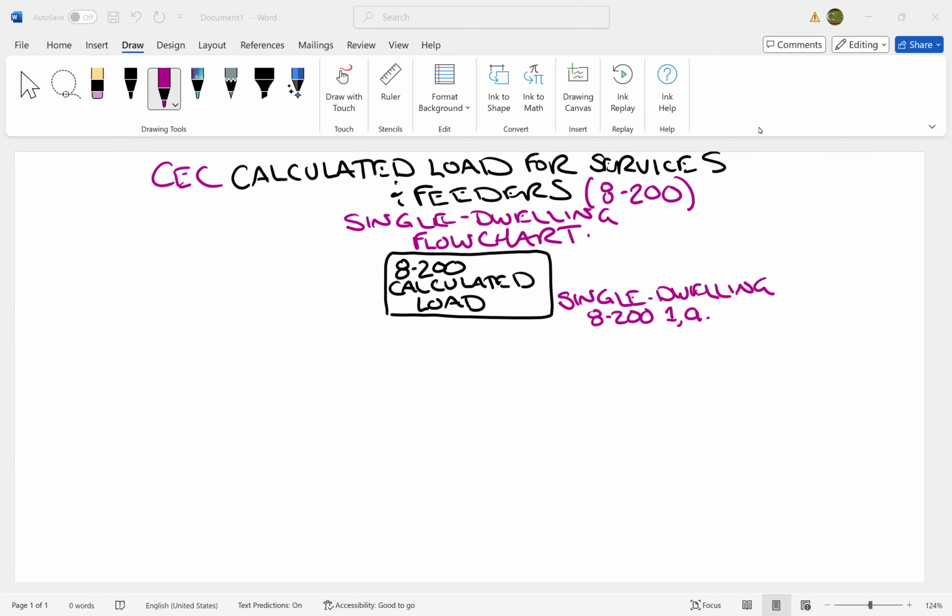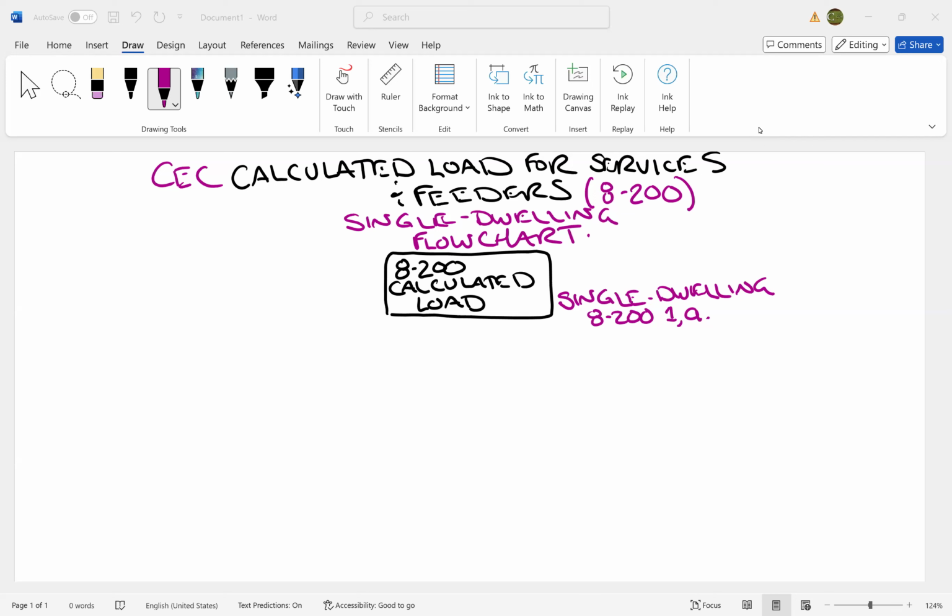When you're learning the Canadian Electrical Code, Section 8, Rule 8-200 is a very important one. It's called Calculated Load for Services and Feeders. This is where you're going to calculate the load in watts that is required for a dwelling. So I'm going to make you a spreadsheet that goes through all of the questions that you have to answer to calculate what the appropriate load is for a dwelling.